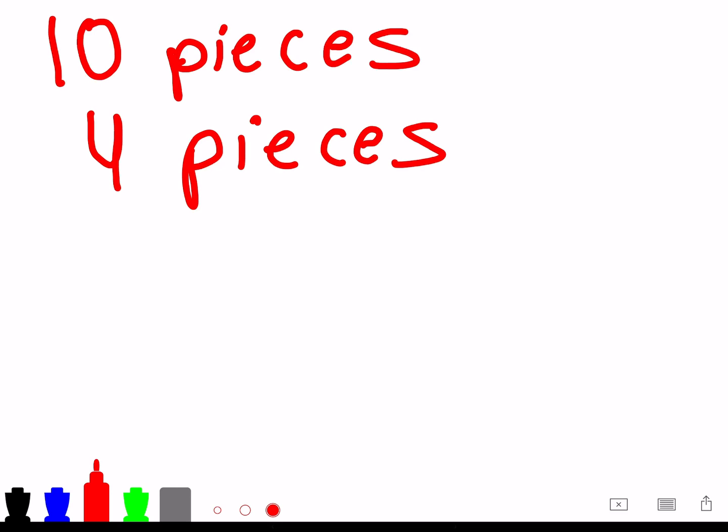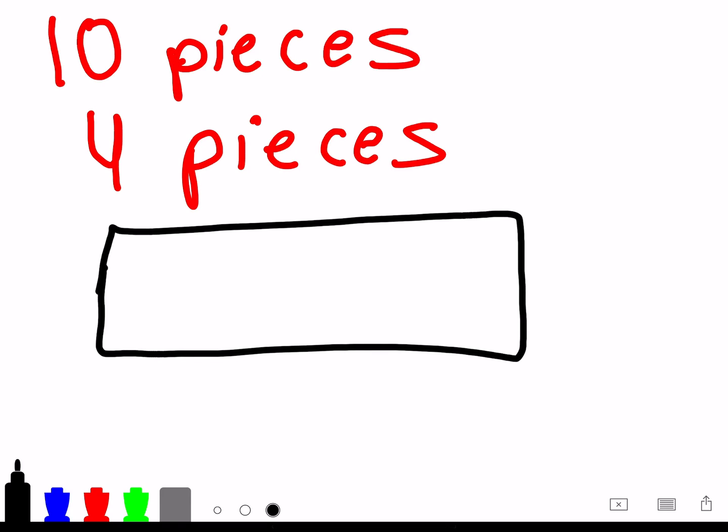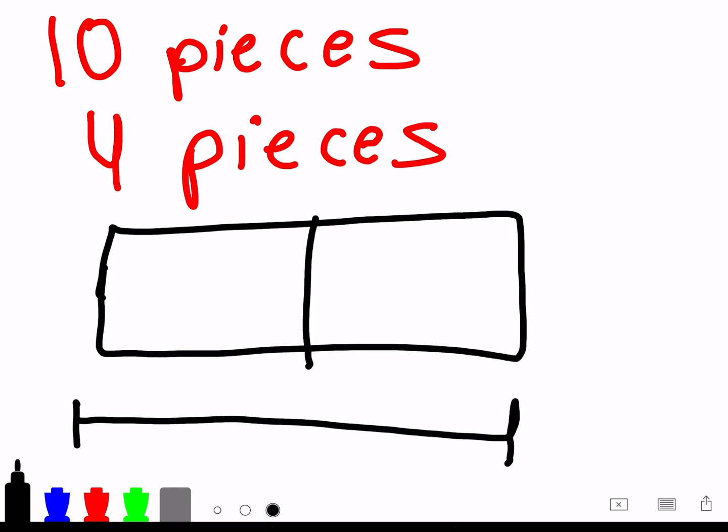So you lost some. Since we know we're losing some, let's go ahead and draw the part whole model. Remember, part plus part equals the whole. Since we started out with 10 and lost some, we know 10 is going to be the whole in this case because it's the biggest one. So 10 is going to go right here. 10 is the whole. And since we lost 4 pieces, we're going to put 4 right here.